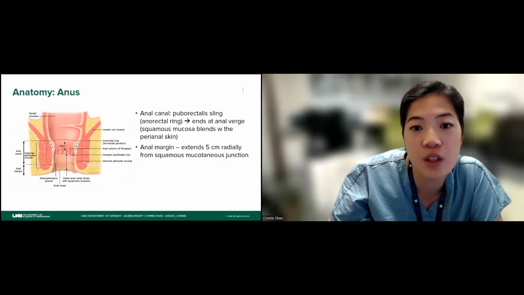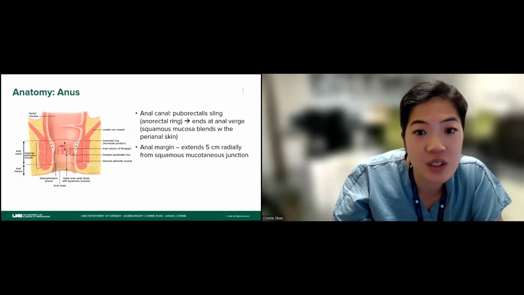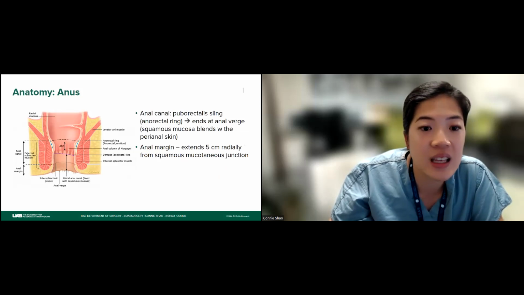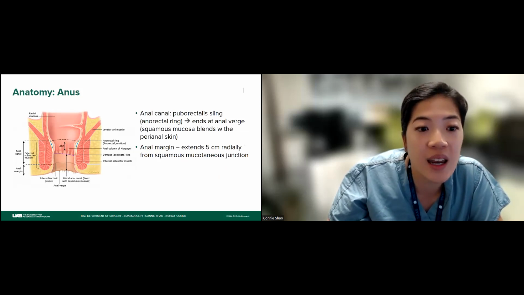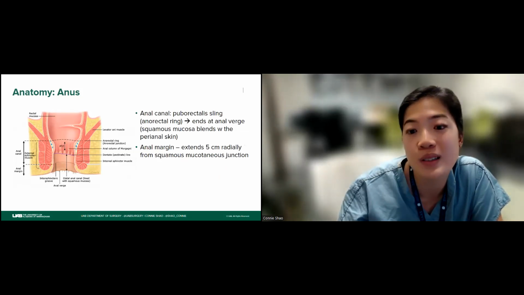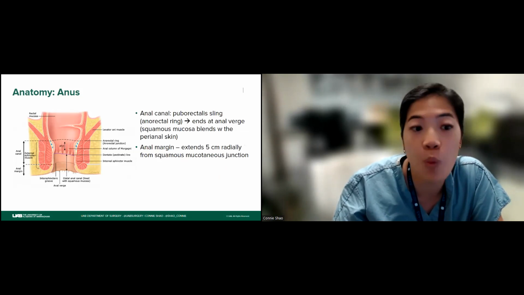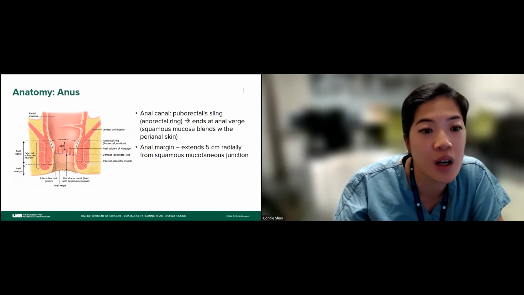Here's a little bit more about it. The anal canal starts at the puborectalis sling, which is the anorectal ring, and then it ends at the anal verge. The anal margin is important for squamous cell cancer and extends 5 centimeters radially from the squamous mucocutaneous junction. These anatomic boundaries are important for defining what is the anus and what is the rectum, so that you can figure out how to deal with different kinds of cancers.